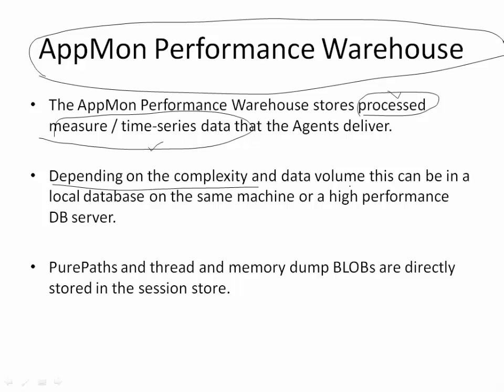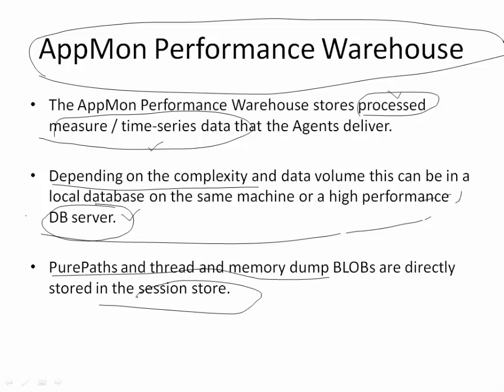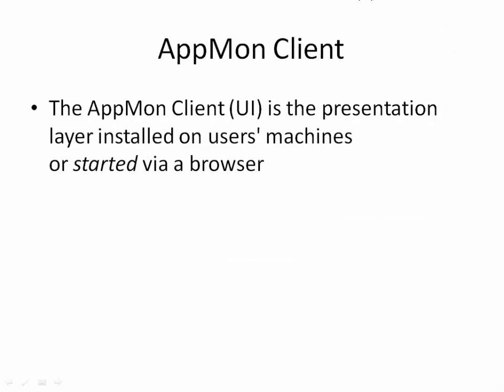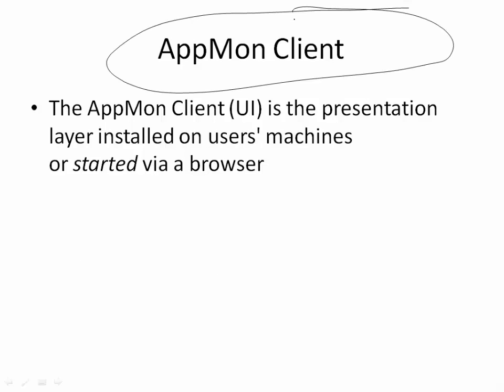Depending on the complexity and data volume, this can be on a local database on the same machine or a high performance database server. Typically you want a database server, and typically it's a SQL server. So typically, what I heard is it is a SQL server on which all this time series data will be stored. And we already know that the pure path and thread dump and memory dumps will be stored on the session storage. And finally, the Appmon client is from where you will be able to look at the data, whether it's online or offline as well.